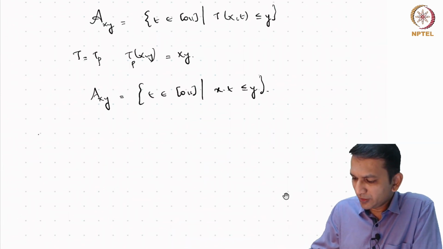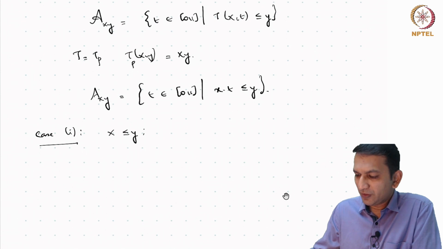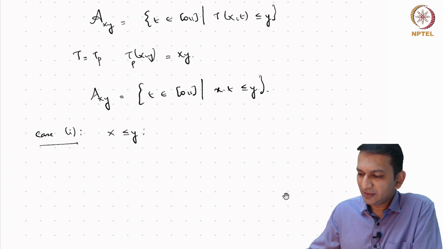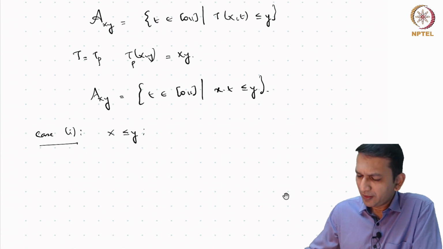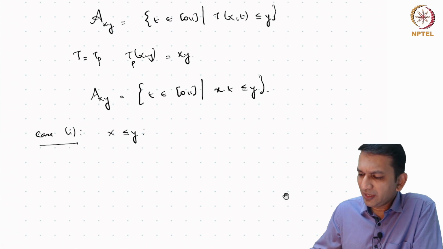Now once again, given any x,y, we can consider two cases. Case 1, x is less than or equal to y. We have seen already that in this case, for the Gödel implication, I of x,y is actually equal to 1. In fact, this is true for any T-norm T. Why is it so?